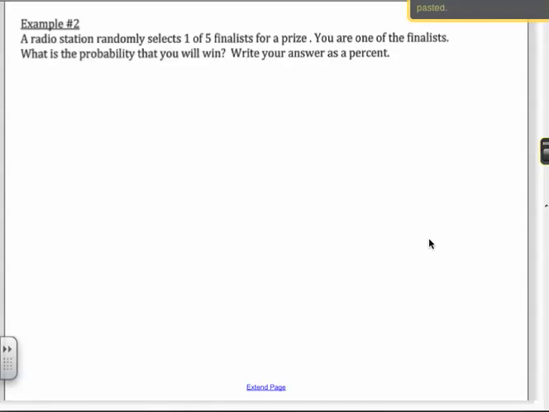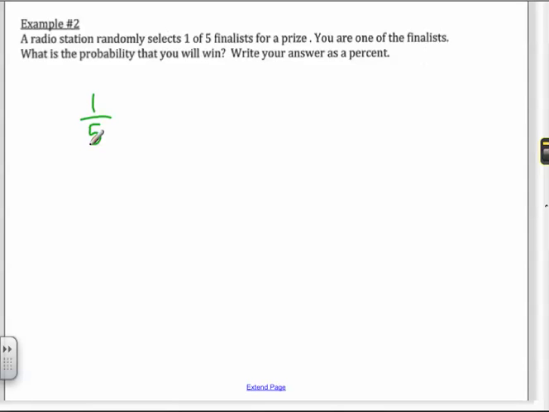Gentlemen, example 2 says a radio station randomly selects 1 of 5 for a prize. How can I write that? How can I represent 1 of 5, Kintara? 1 over 5. Now, I don't even know what it's asking me yet, but I know that 1 out of 5 gets a prize. Okay?